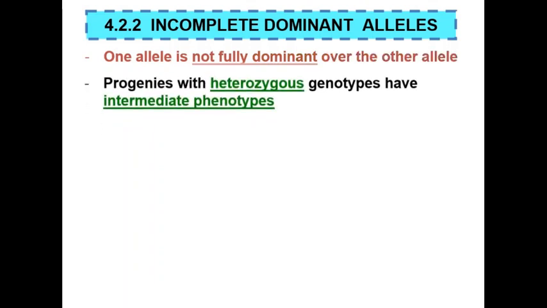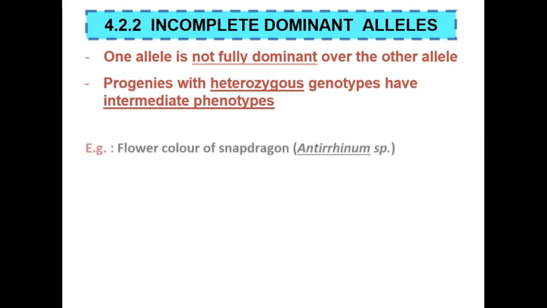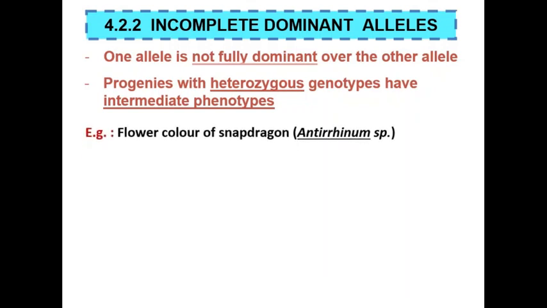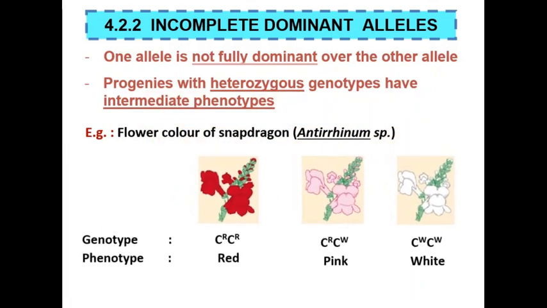Next is incomplete dominant allele. It occurs when one allele is not fully dominant over the other allele. Therefore, progenies with heterozygous genotypes have intermediate phenotypes. A good example of this is the snapdragon flower, Antirrhinum species. Please take note of how the alleles are represented by capital letter C and superscript letter R for red color, or superscript letter W for white color. The pink flower is the intermediate phenotype.